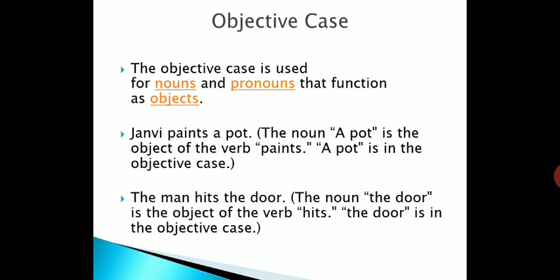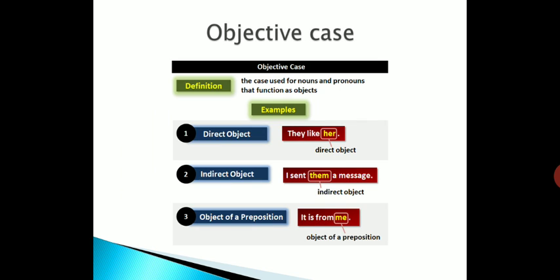The man hits the door. The noun the door is the object of the verb hits. The door is in the objective case. Here you will understand it in a better way. The definition of objective case is the case used for nouns and pronouns that function as objects.